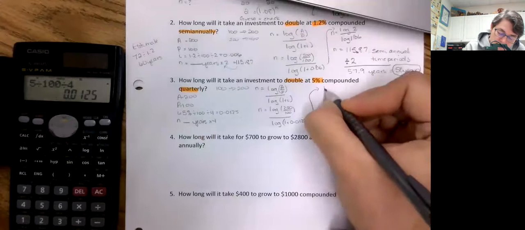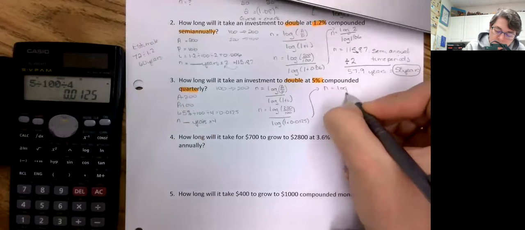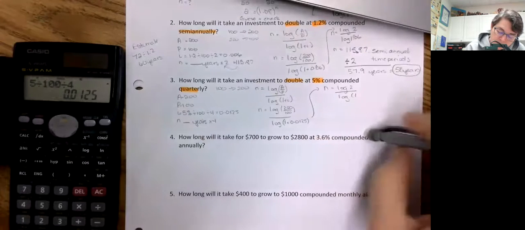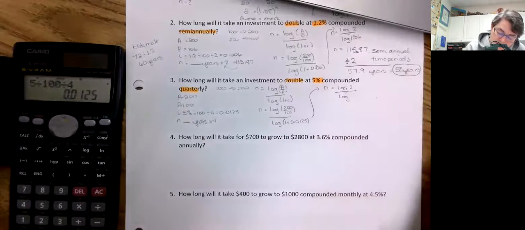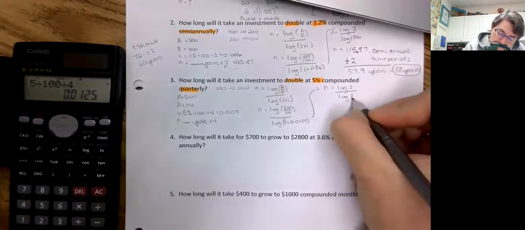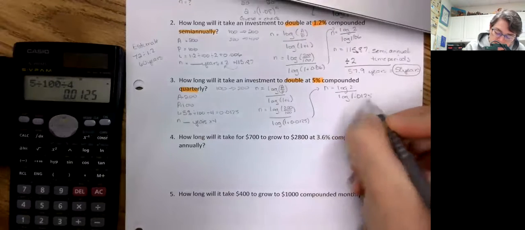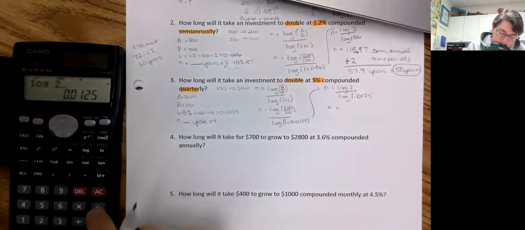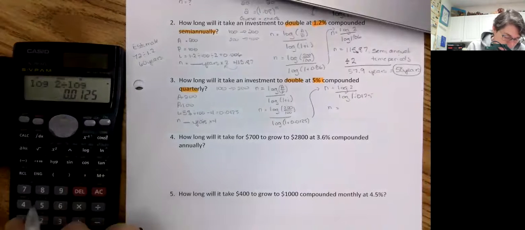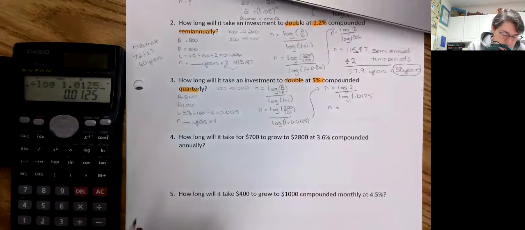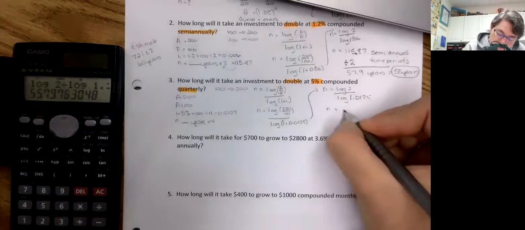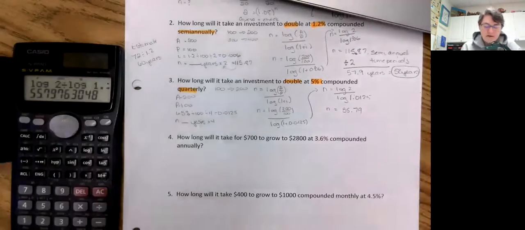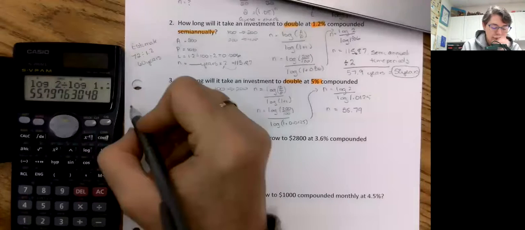So we have n is equal to log 2. I don't need the brackets anymore. Log 2 divided by log 1.0125, 55.79. All right, now let's look at our estimate.